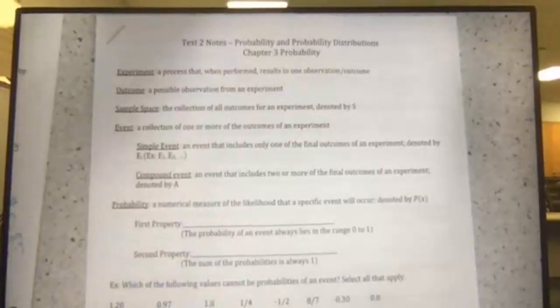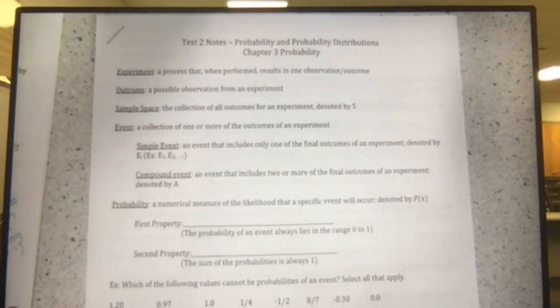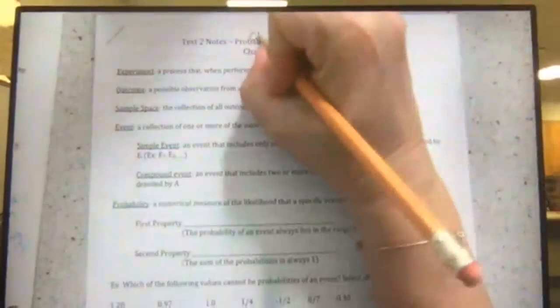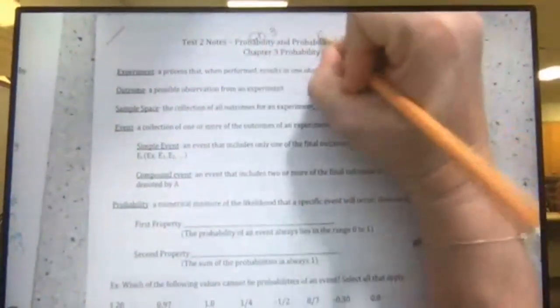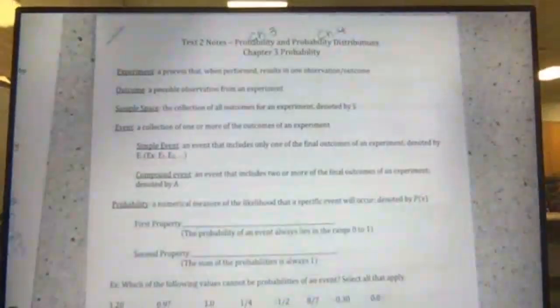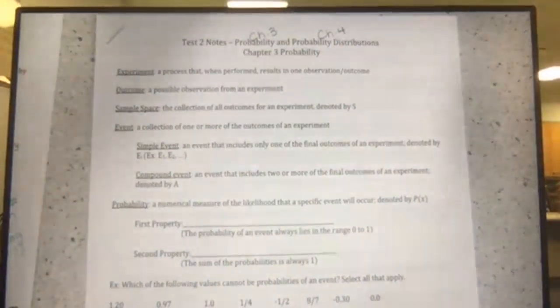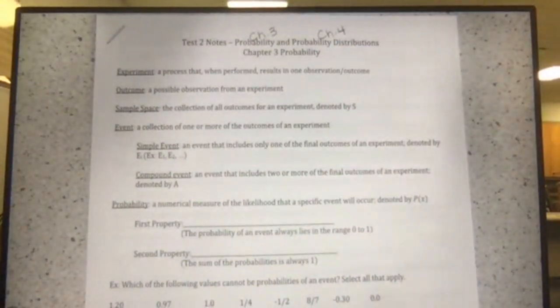All right, so chapter 3. Test 2 is all about probability and probability distribution. We're getting more into what we'll be doing for the rest of the semester. Probability is going to be our chapter 3, talking all about probabilities, where chapter 4 is going to talk about probability distributions. So in doing so, let's kick it off.